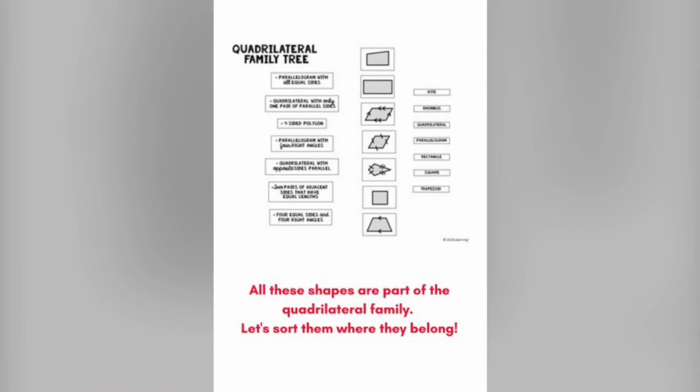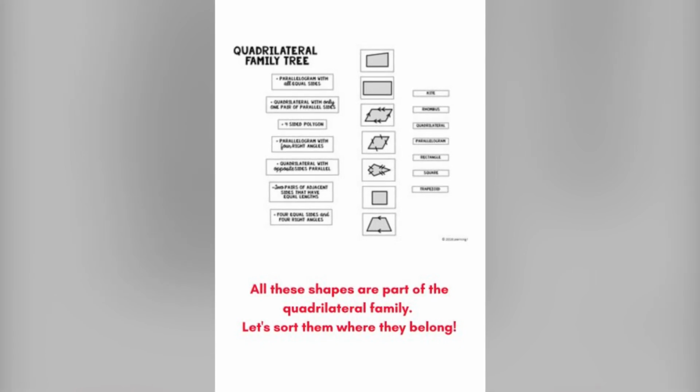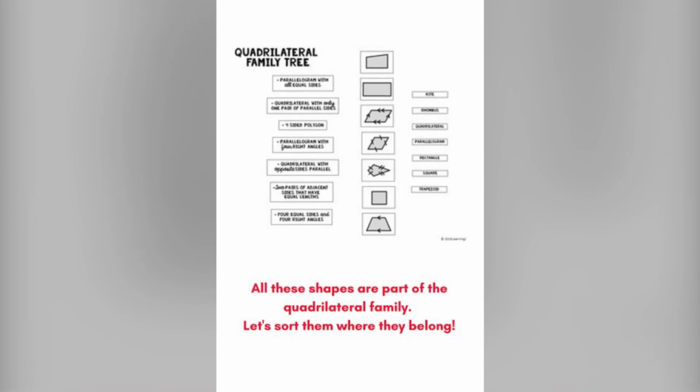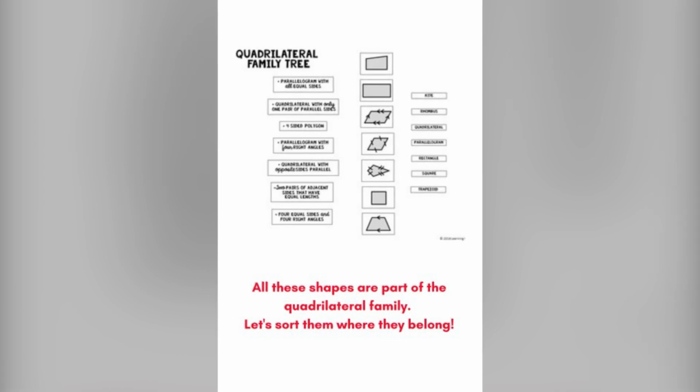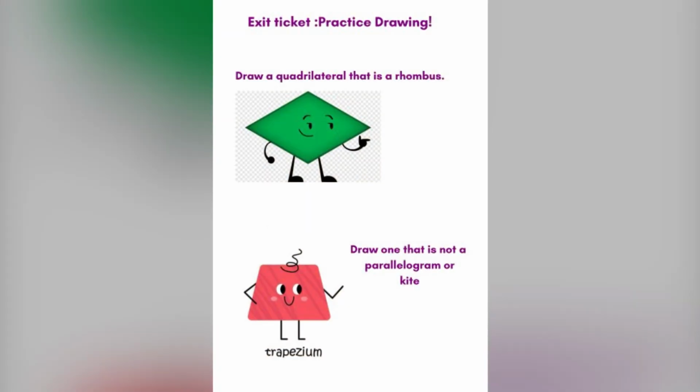Let's take into account that each shape has its own special rules, but they all belong to the big quadrilateral family. Let's take a second and just look at this family tree and see the differences and similarities and sort them. Moving on to our next activity, we are going to draw two different shapes.